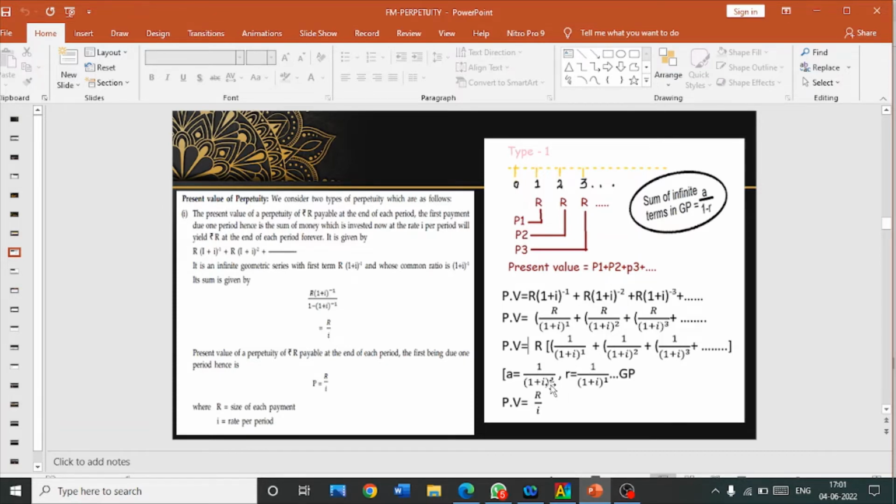So take that a, divide it by 1 minus r. r is 1 by 1 plus i. 1 minus 1 by 1 plus i. If you take LCM and simplify, you will get 1 by i. So that is R by i. So the present value of the perpetuity is R by i.